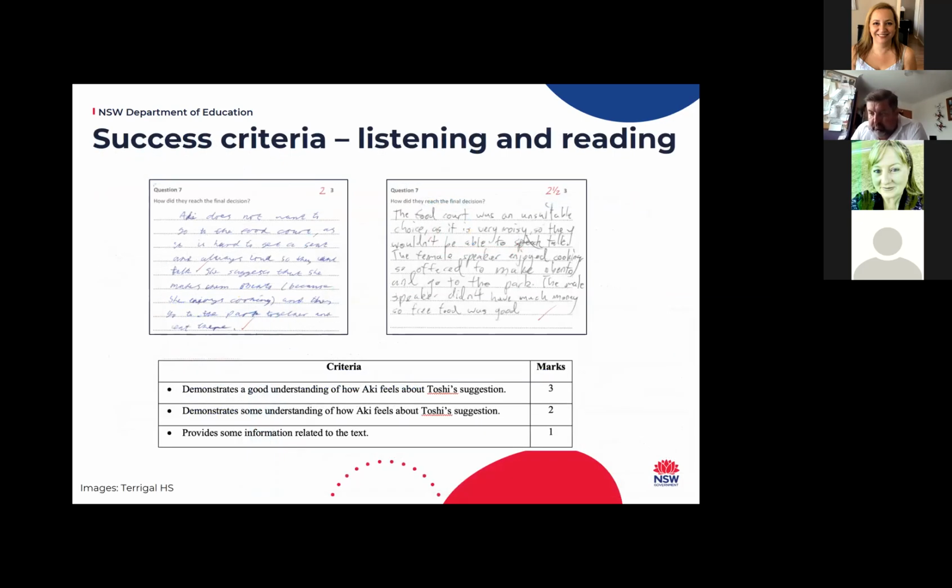Just like with writing, you can also unpack success criteria with listening activities and tasks. In this example, which is for Stage 6, the teacher used sample answers from previous cohorts to help students make sense of marking guidelines and understand the requirements of a task.